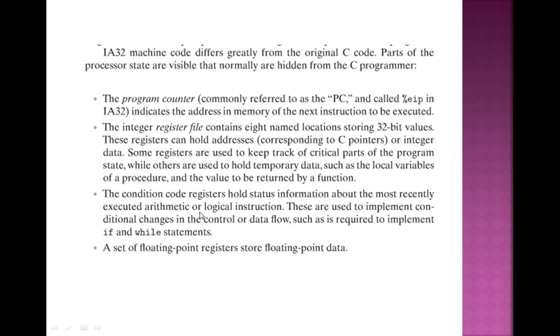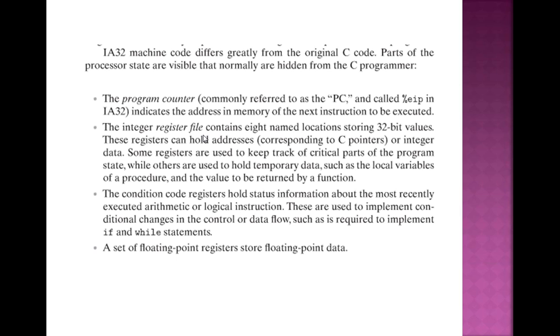Then next is your condition code register that holds the status information about the most recently executed arithmetic or logical instruction. So PC contains the address for the next instruction, the register file stores the data, and condition code registers hold only the ALU operations, that is arithmetic and logical operations. It stores intermediate results, basic results as well as the output results. So it holds status information about the most recently executed arithmetic or logical instruction.